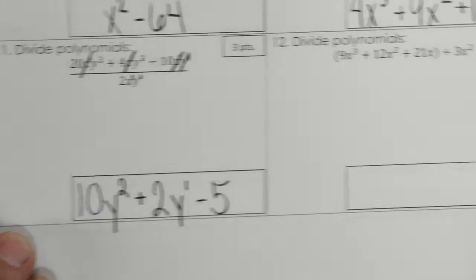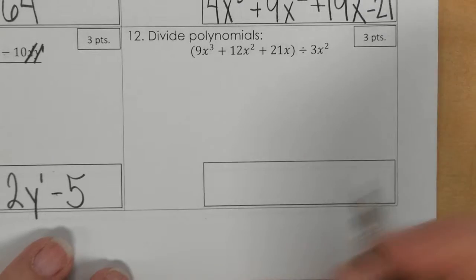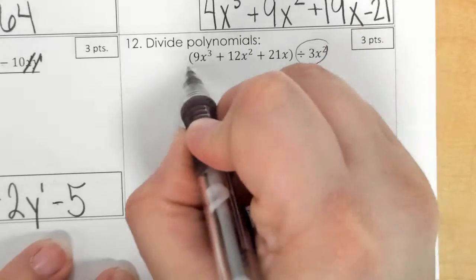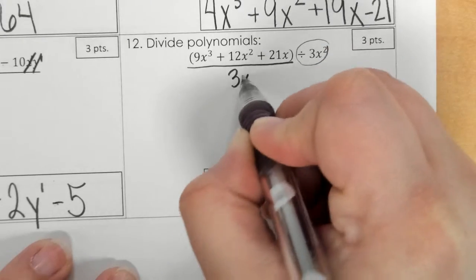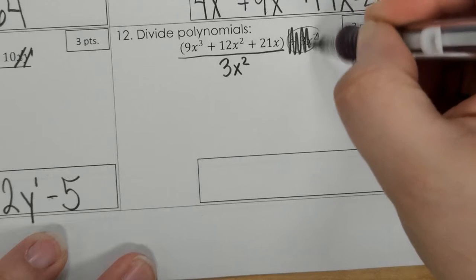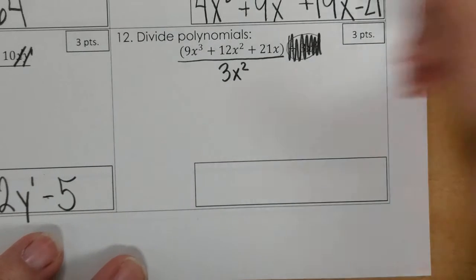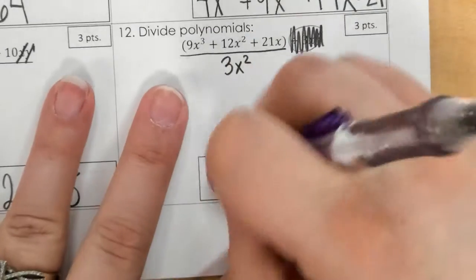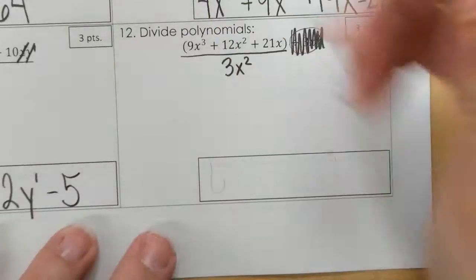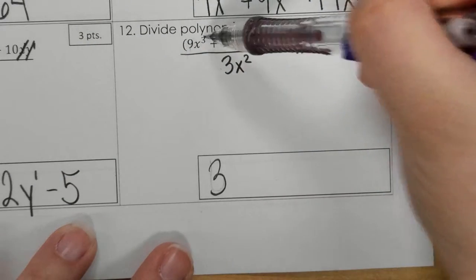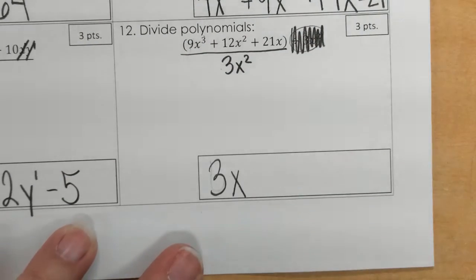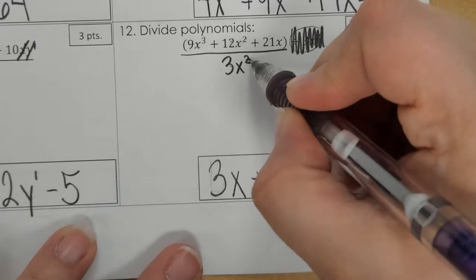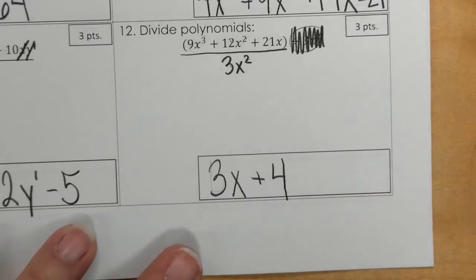Okay? Last one. Number 12. For this page at least. So you take this part right here that you're dividing by and you rewrite it at the bottom. And then we just go ahead and get rid of it so it doesn't confuse us. Okay? So now we're going to divide and subtract. So 9 divided by 3 is 3. 3 minus 2 is x to the first. 12 divided by 3 is 4. 2 minus 2 is 0, so I don't need to write that down.